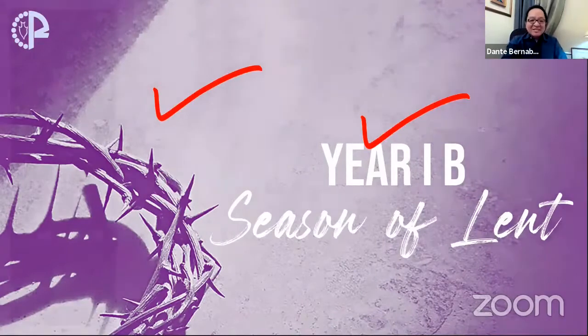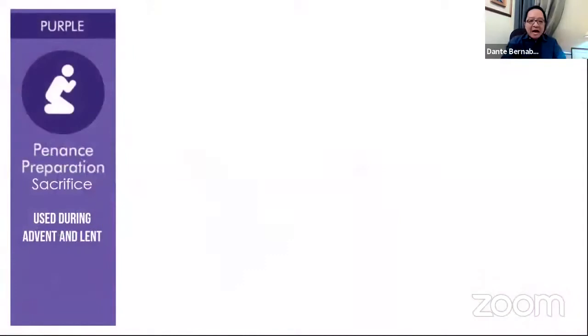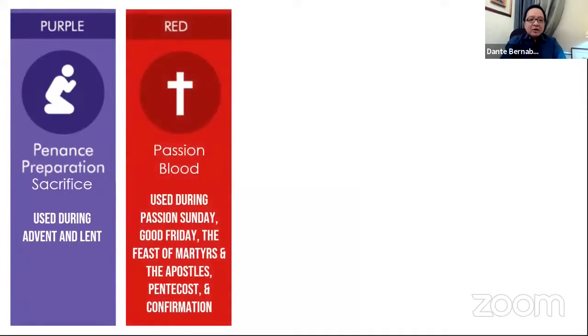So these are some of the liturgical colors. Purple po yan. Medyo mukhang blue pero purple yan. For penance, preparation, and sacrifice. So that's used during Advent and Lent. So we are in the season of Lent, so purple. So kaya medyo naka-shade of purple din ako. Now, another color, red.